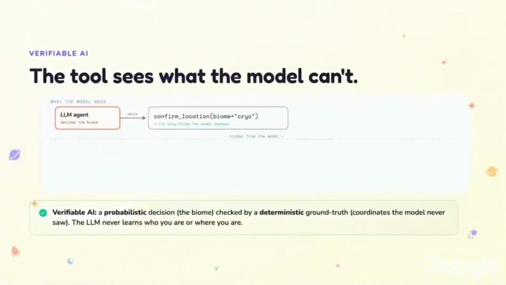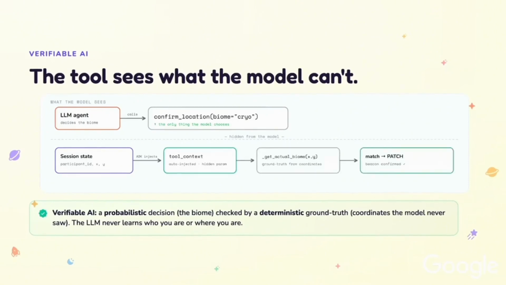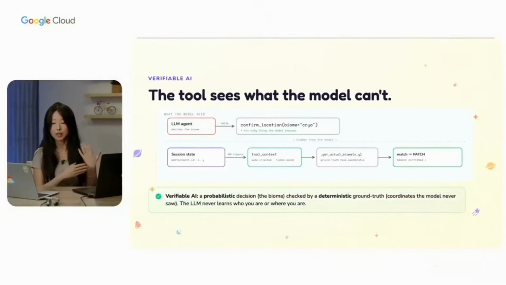Essentially, on the top, the LLM decides on the biome and calls this confirmation tool. But the only thing the model chooses is the tool's name, and the model is not able to see anything below it. For anything below it, we have something called tool context. That is how agents and tools communicate with each other, and they also communicate through this session state. In our lab, we also do something special with get actual biome. That is the detailed implementation.